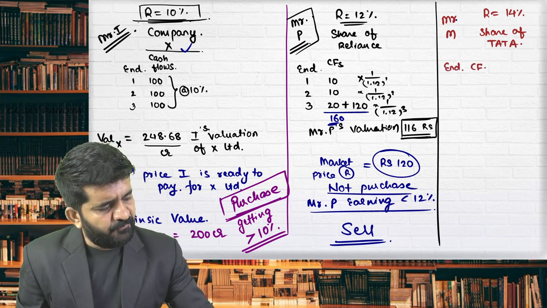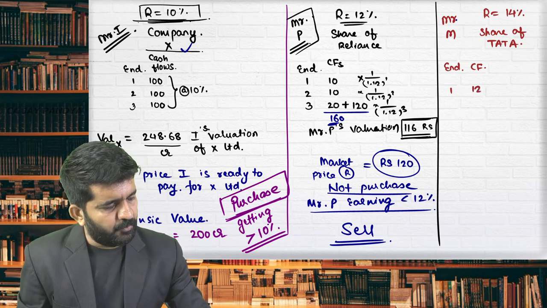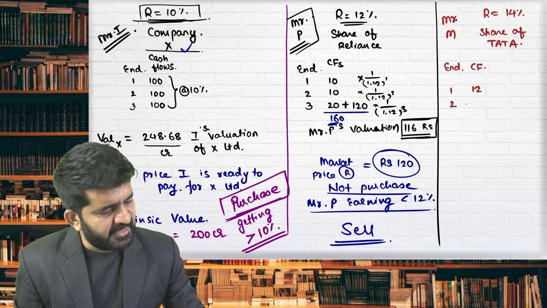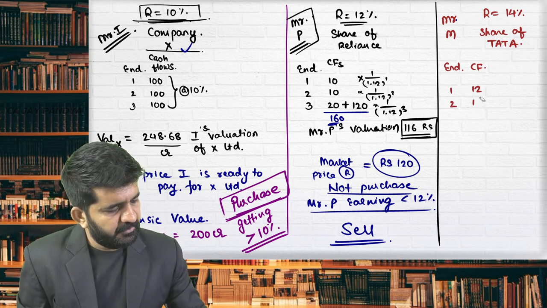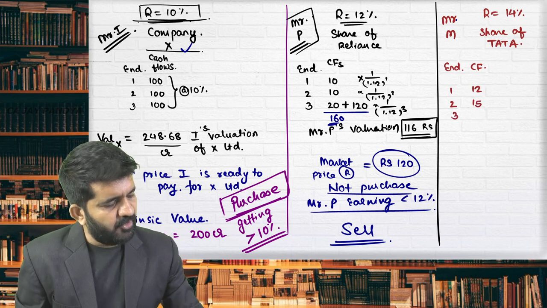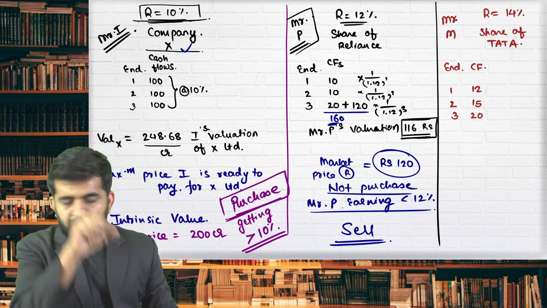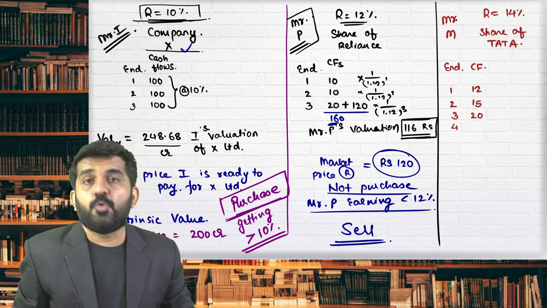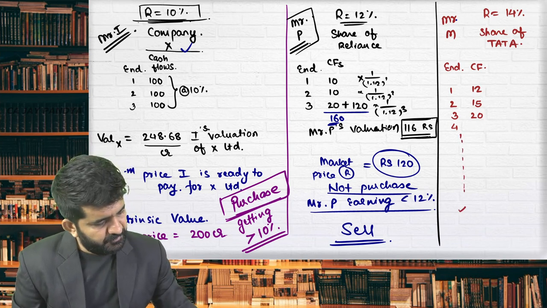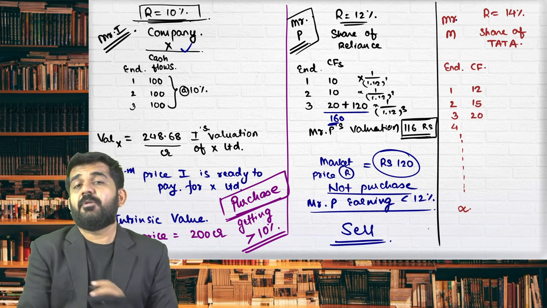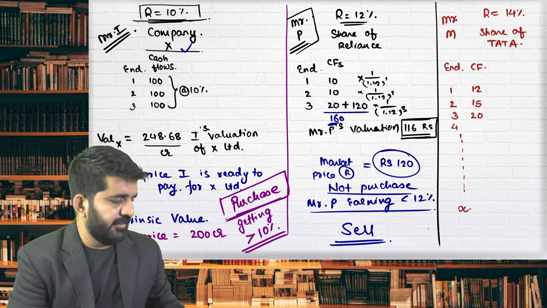At the end of first year, he will be getting a dividend of 12 rupees. At the end of second year, he is going to get a dividend of 14 rupees. Let me not take 14, 15 rupees. And at the end of third year, he'll be getting a dividend of 20 rupees. When he is going to sell the shares, he is planning that he will never be selling the share. So it will be up till infinite.